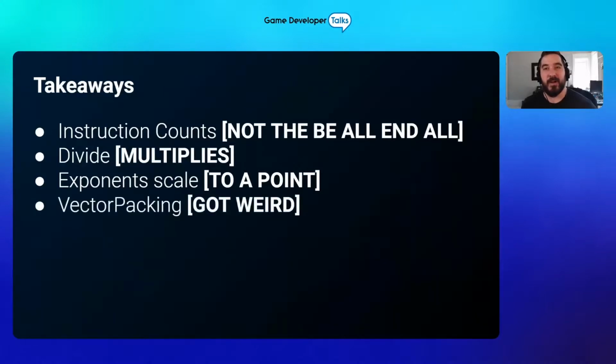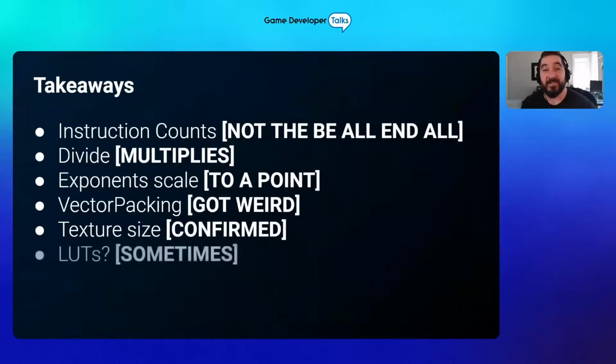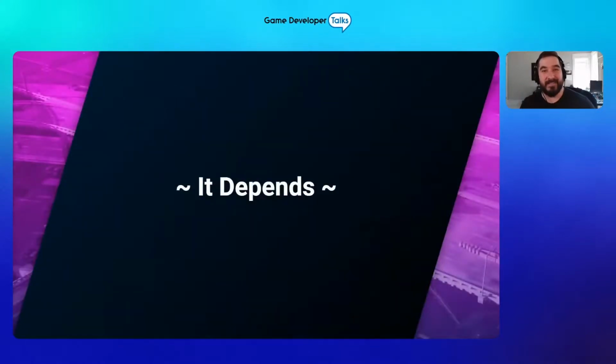Vector packing was a bit of a surprise. Turns out it might be better to just let floats be floats, but packing float twos together to do math on them was maybe not as cheap as we thought. We also learned that hey, texture size sampling, I'm just going to call that confirmed, that met my expectations. And then at a certain scale, it seems like it's better to do math than to just use lookup tables. But at the same time, it also might be better to use lookup tables than to just do math. Because in conclusion, it depends.